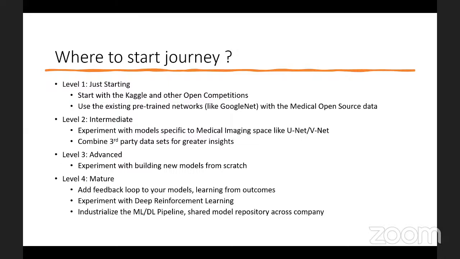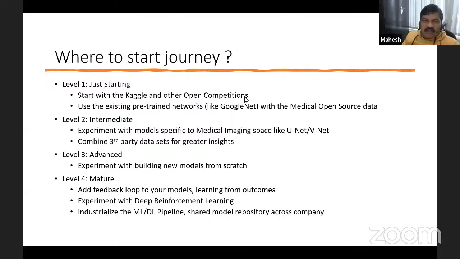Secondly, where to start? I'm going to suggest this: if you are at the beginning level, you can start with Kaggle and other open competitions, and use existing pre-trained networks like GoogLeNet, like transfer learning. This is for starting purposes, to create interest in deep learning for image processing. After that, you can experiment with models specific to medical imaging, like UNet and FINET, which you can use for medical imaging purposes.